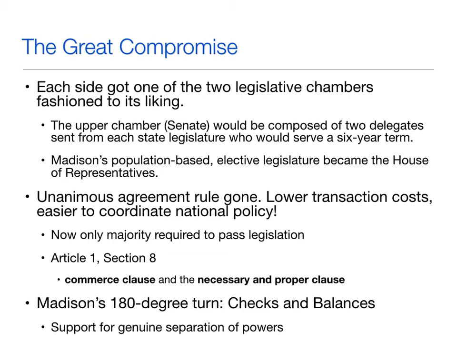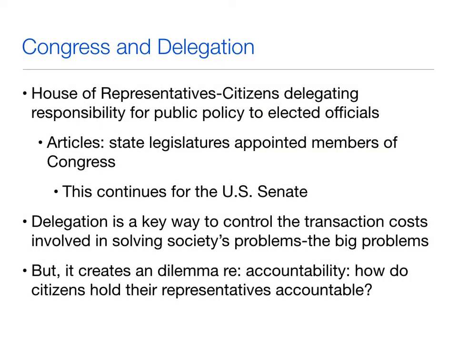Madison at first hates anything that was different than the Virginia Plan, but he comes around completely and embraces this idea and improves upon it by adding to the compromise a system of checks and balances, where you'd have different branches of government, each with some sort of veto power over the others. He genuinely supported a separation of powers. So the new Congress would have the House of Representatives. You'd have citizens delegating responsibility for public policy to their elected officials. So that's a new feature of what would be the new government under the Articles.